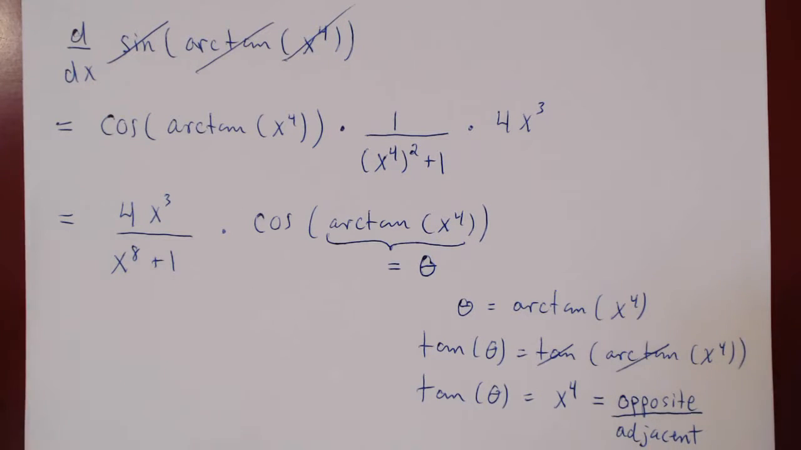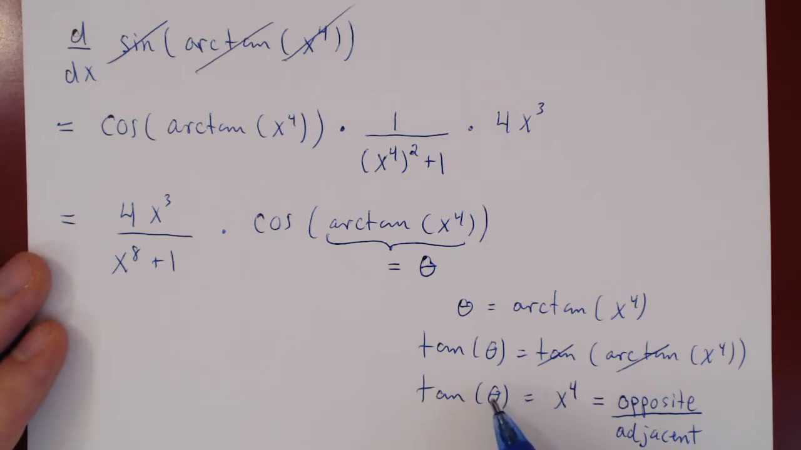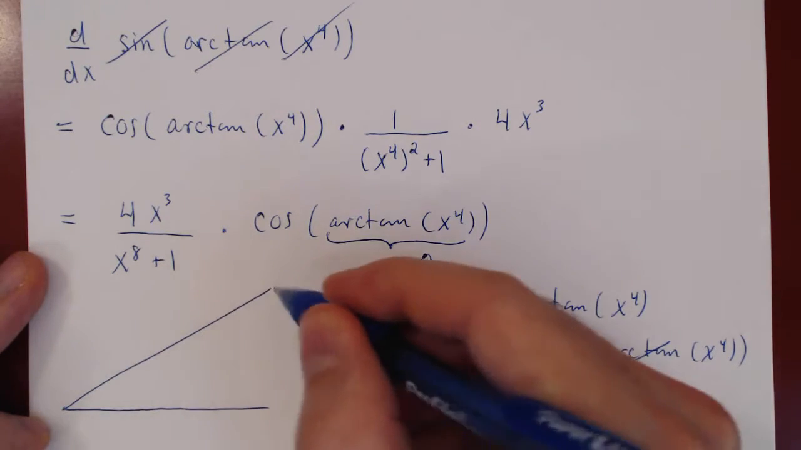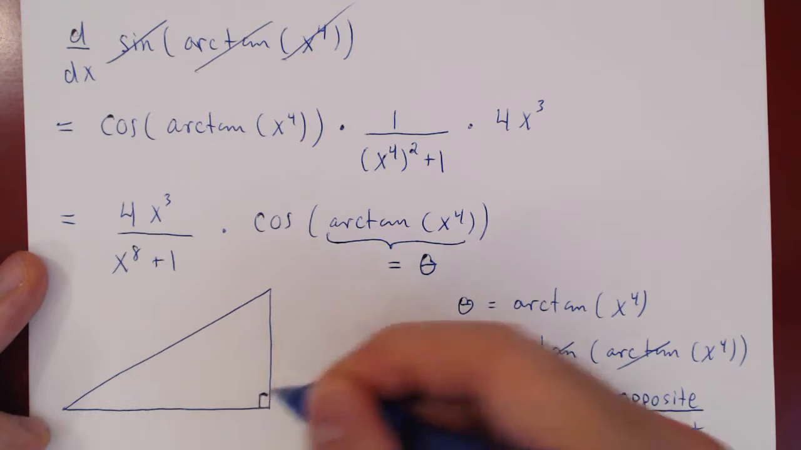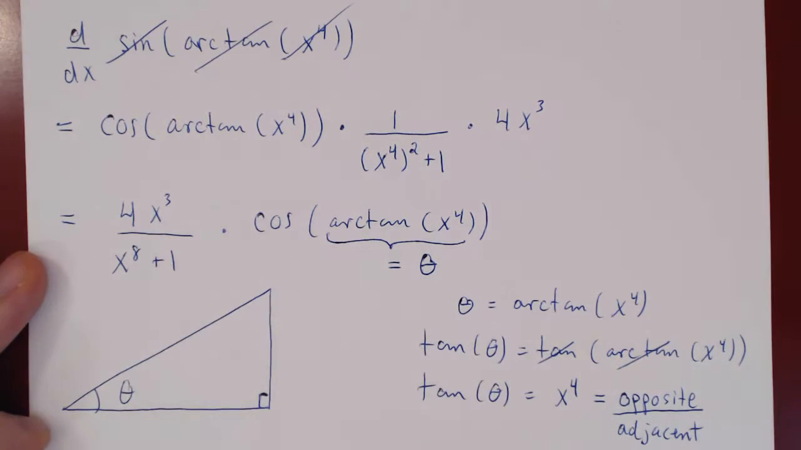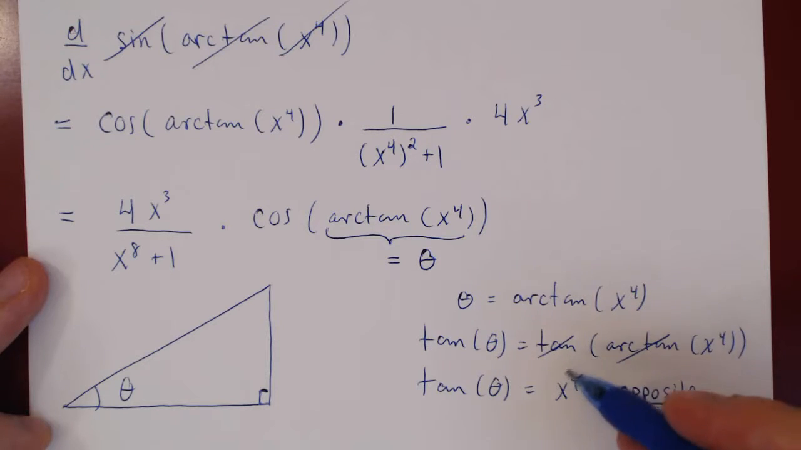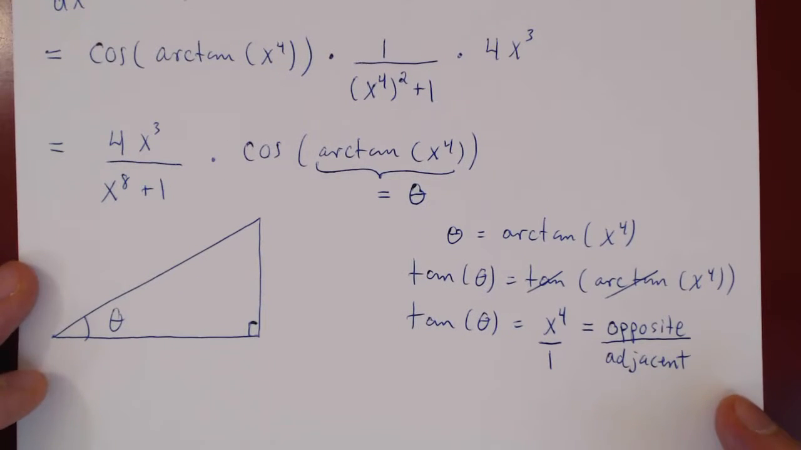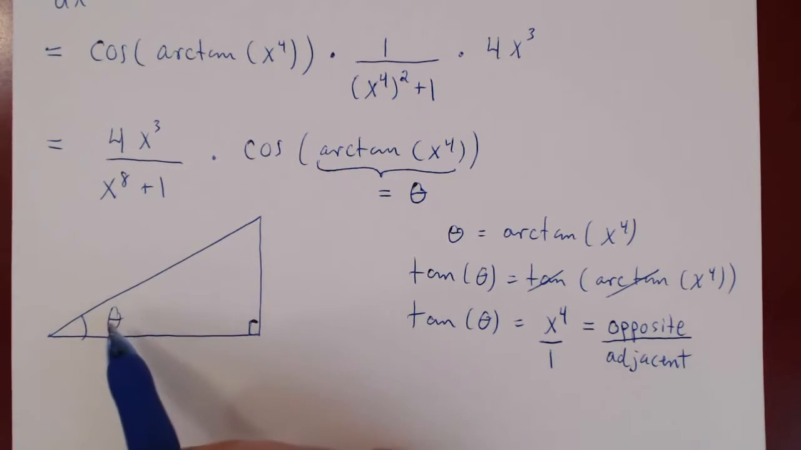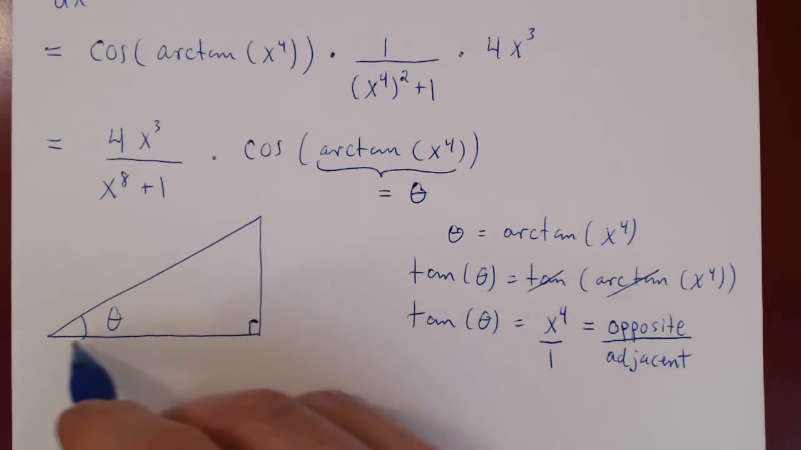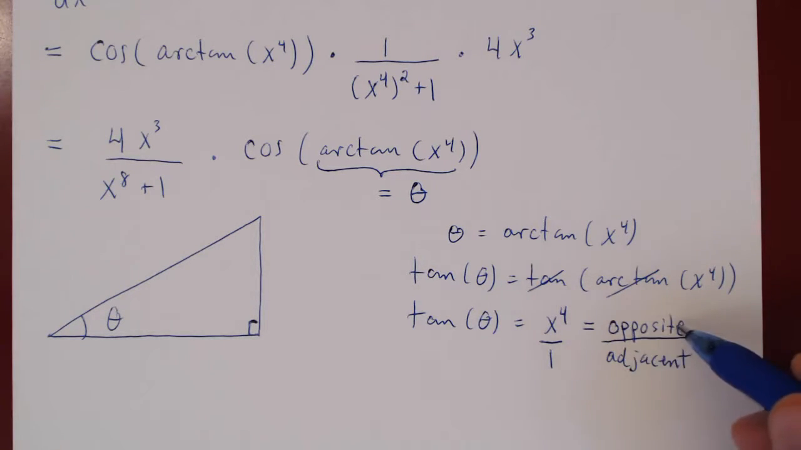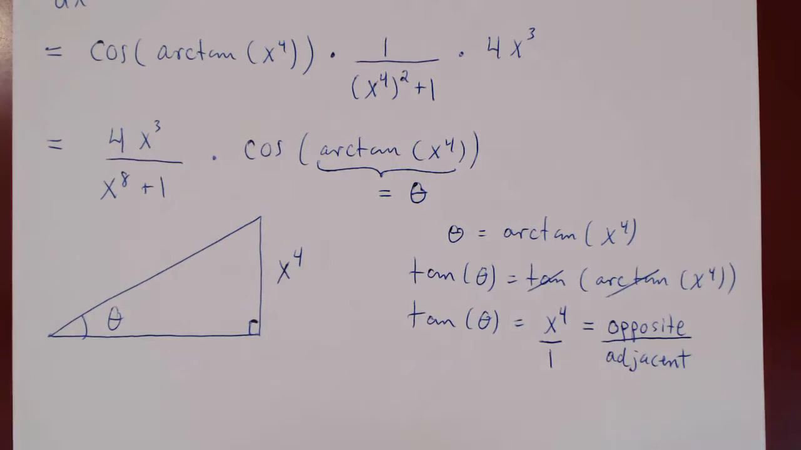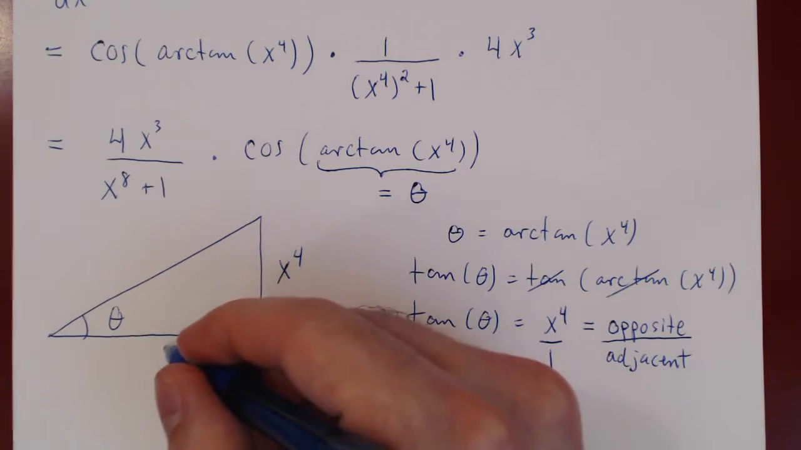And now we can build a right triangle where the angle is theta. So if you build a right triangle, the angle is theta. And now, let's write this as a fraction. X to the 4 is just x to the 4 over 1. So tangent of theta is the opposite side over the adjacent. Well, the opposite side we can take to be x to the 4 over the adjacent side, which is 1.